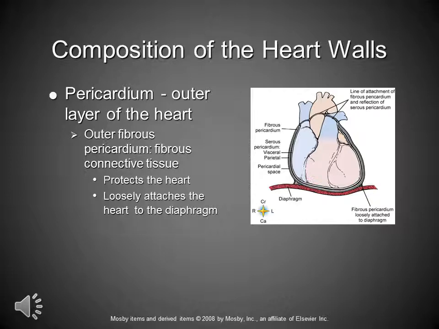There is first of all an outer fibrous pericardium. The fibrous pericardium is made up of fibrous connective tissue. Even though it is a fairly thin wall, it is very strong. It protects the heart, and it loosely attaches the heart to the diaphragm.